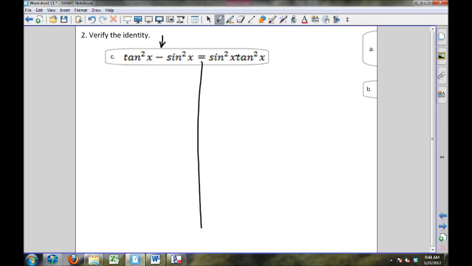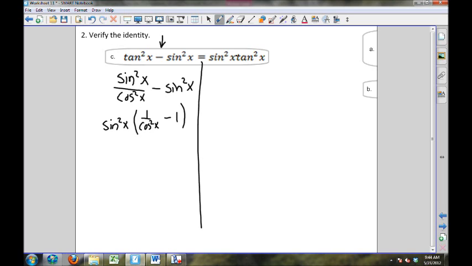When I'm not really sure how to proceed, I can always go back to my basic strategy, which is just to convert everything in terms of sine and cosine, and see if anything cancels out. I'm going to use my quotient identity on tangent, which is sine over cosine. So tangent squared would be sine squared over cosine squared x minus sine squared x. Okay, this looks kind of promising because now I have a common factor of sine x I can factor out. So I end up with sine squared x, 1 over cosine squared minus 1.